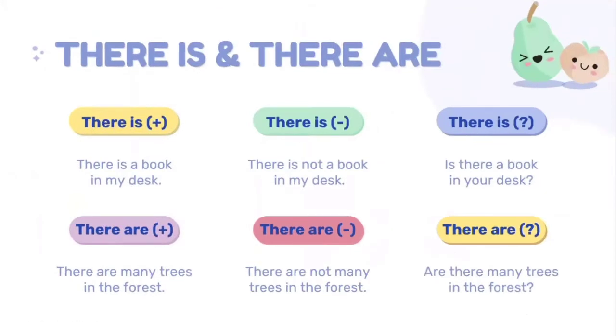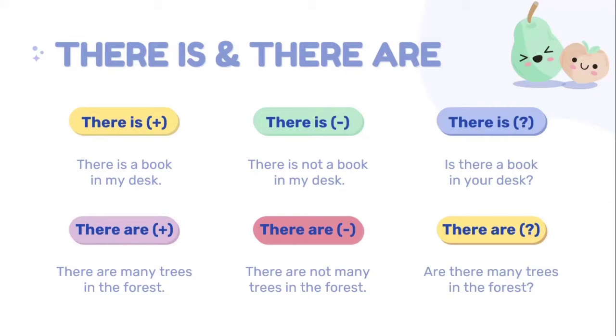Take a look at this slide. Here are other examples of there is and there are. For the positive sentence, there is a book on my desk. And for the negative sentence, there is not a book on my desk. If you want to ask someone, just change the position of there and is. So for the question, put the is in front of the sentence, followed by there. So it becomes, is there a book on your desk?